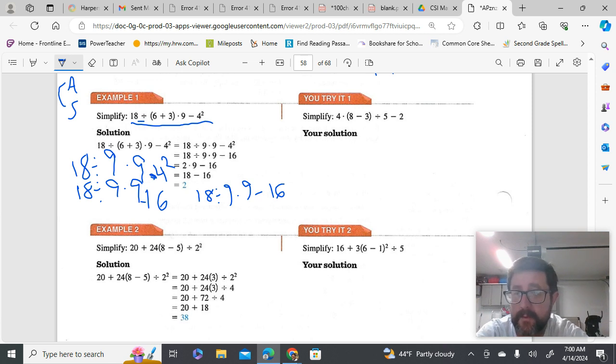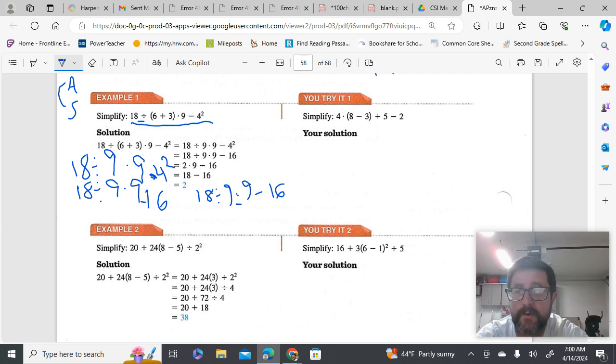That would change everything, and we have to do order of operations. So we have to look. There are no more exponents. There are no more parentheses. So now the next one is multiply, divide, but we don't start with the multiply right here. We start with the divide, because multiply and divide are done left to right, whichever comes first.